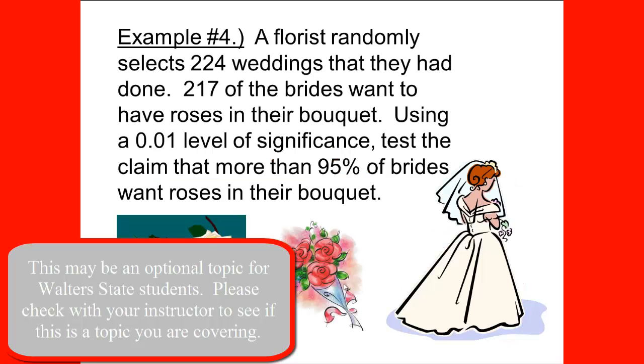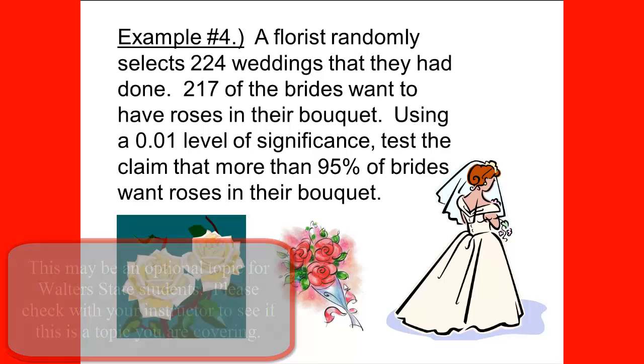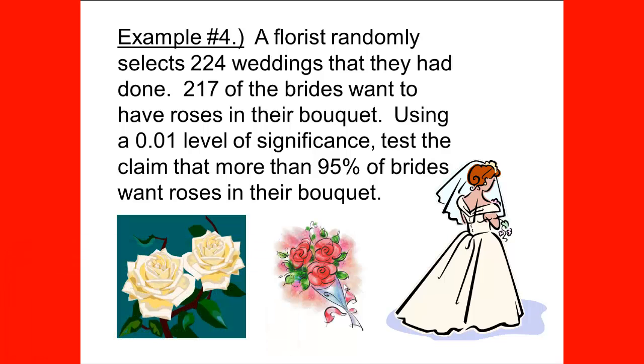So let's jump right in to example number 4. A florist randomly selects 224 weddings that they had done. 217 of the brides want to have roses in their bouquet. Using a 0.01 level of significance, test the claim that more than 95% of brides want roses in their bouquet.